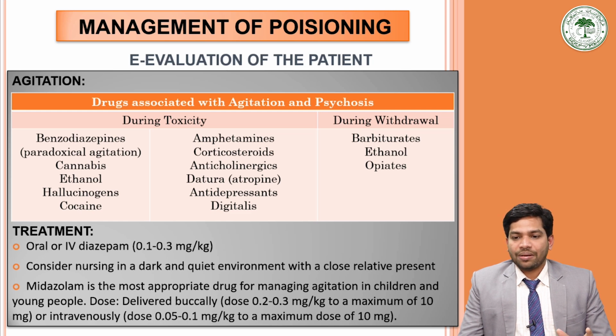Intravenous lorazepam in the dose of 0.01 mg per kg is an alternative to midazolam. This may be delivered buccally in the dose of 0.2 to 0.3 mg per kg to a maximum of 10 mg, or intravenously in a dose of 0.05 to 0.1 mg per kg to a maximum dose of 10 mg. Repeated doses may be given if necessary. There is particular risk of paradoxical increased agitation in young children.